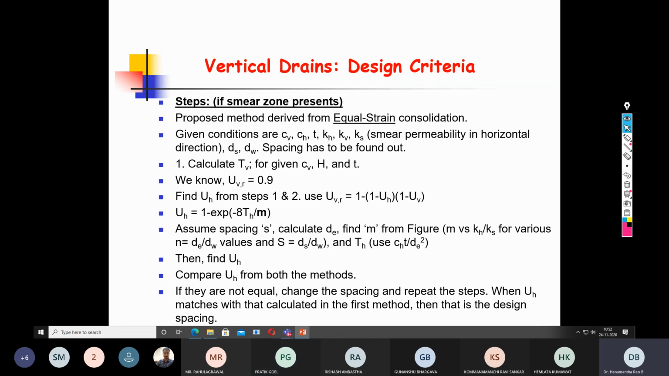Sir, the smear zone which is formed in PVD will be less than that in the sand drain. Correct. Okay.